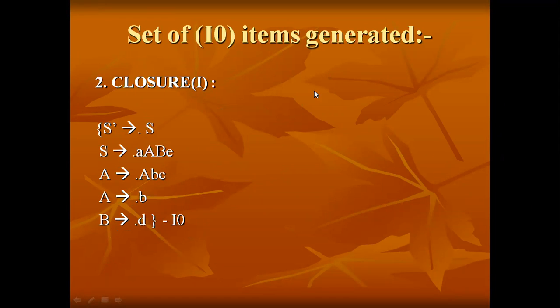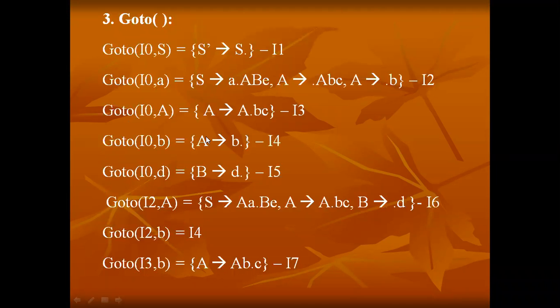And what is the next rule? Dot B. Now goto of I naught with B. What does it mean? From the I naught it is dot B, and after processing with B, it becomes A tends to B dot. Now this is also a new item, so make it I4. This is also a new item, so make it I3, right?